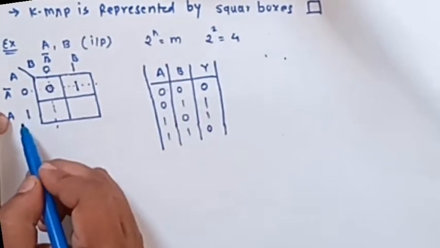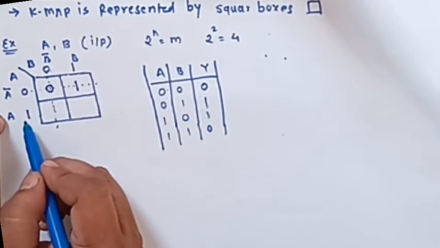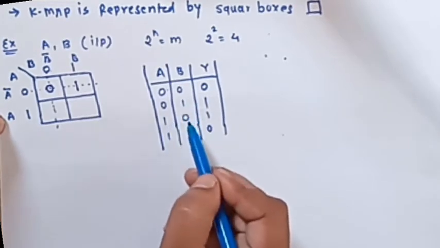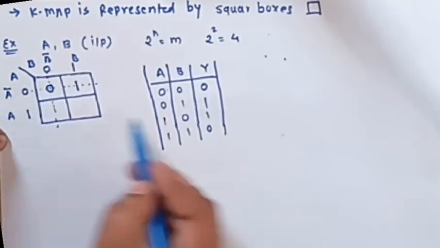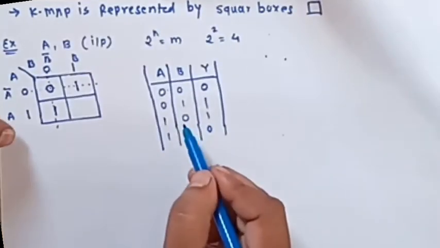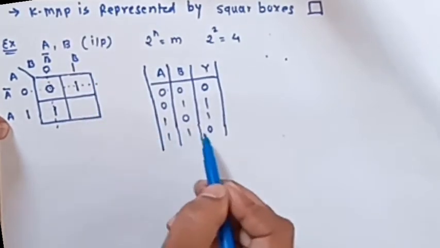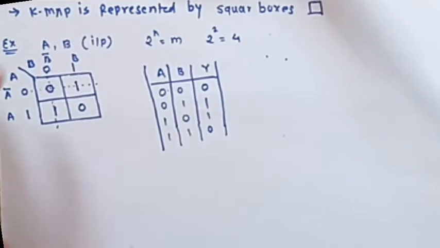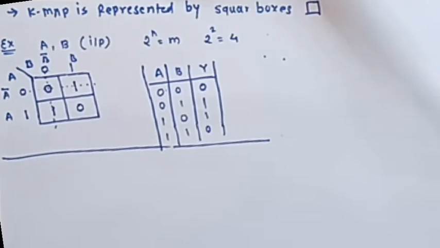Then A equal to 1 and B equal to 0, the value is 1, and A equal to 1 and B equal to 1, the value is 0. So this is the K-map for the given truth table. Okay, so in this way we will represent any truth table by using the K-map.